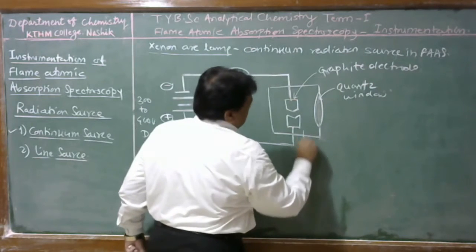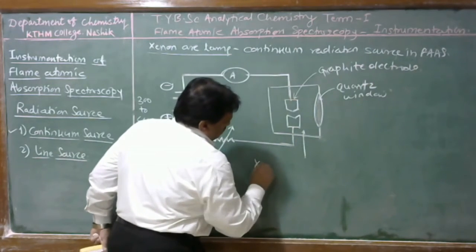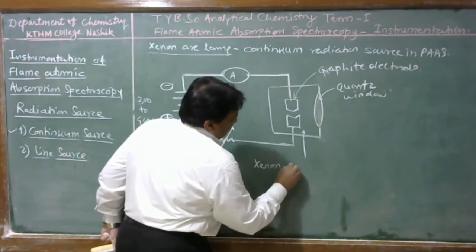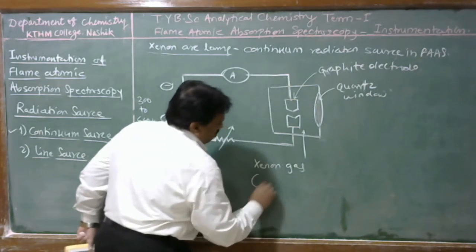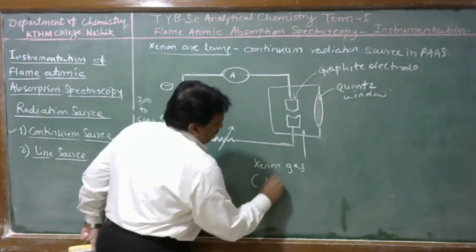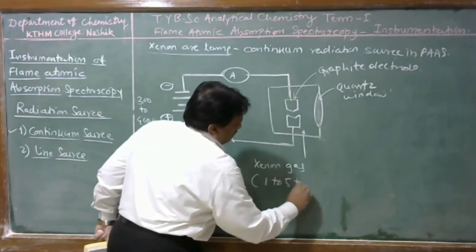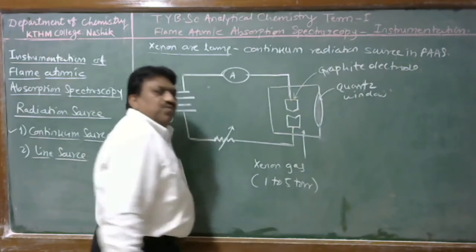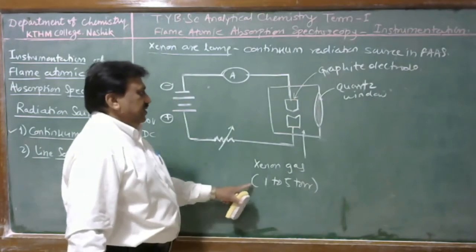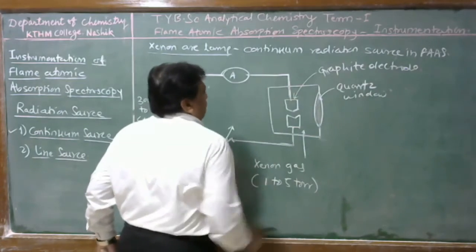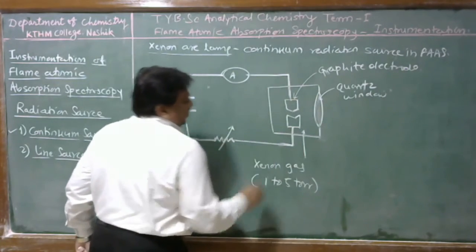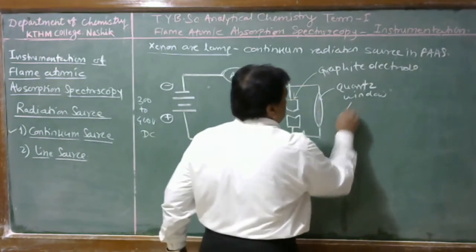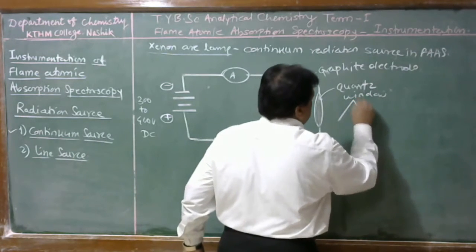Inside this bulb there is xenon gas having pressure about 1 to 5 torr. That is 1 to 5 mm of Hg. This is a construction of a xenon arc lamp.